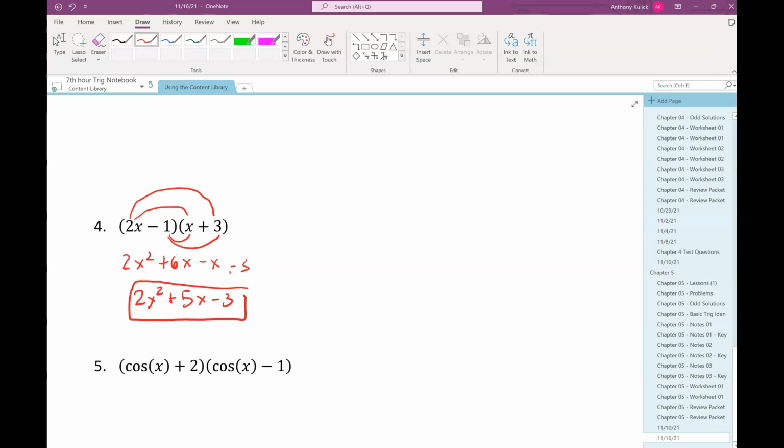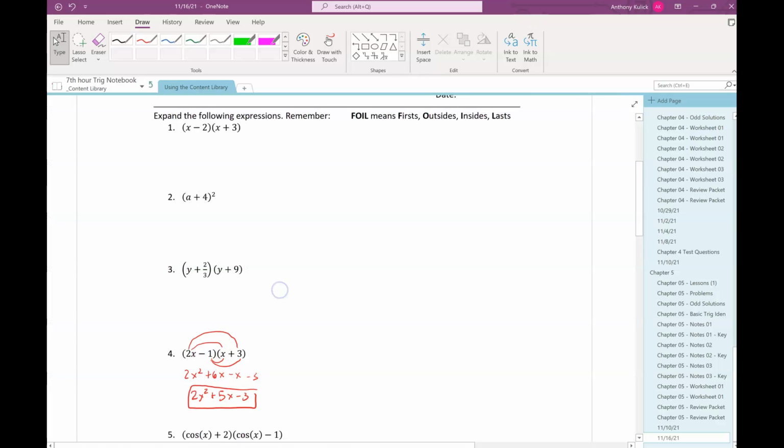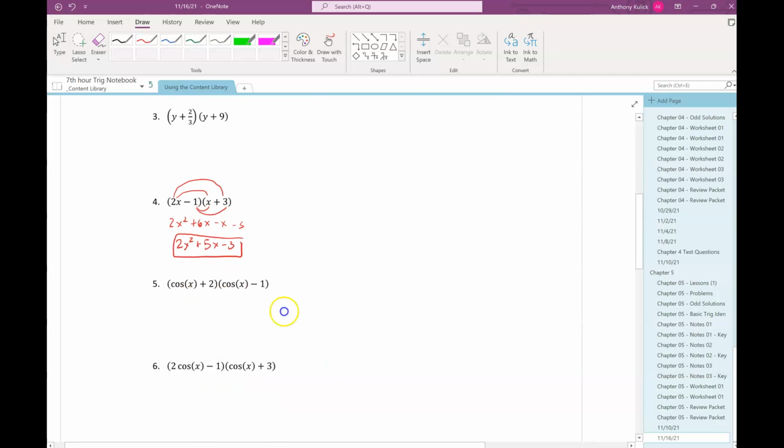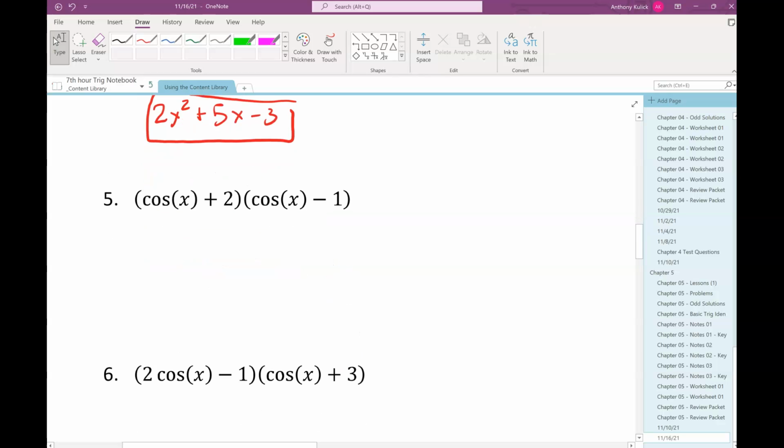Oh, just foiling. Yep. So I'm just asking to expand, so it's just foiling. Well, can we do number 5 then? Sure. Same thing though.